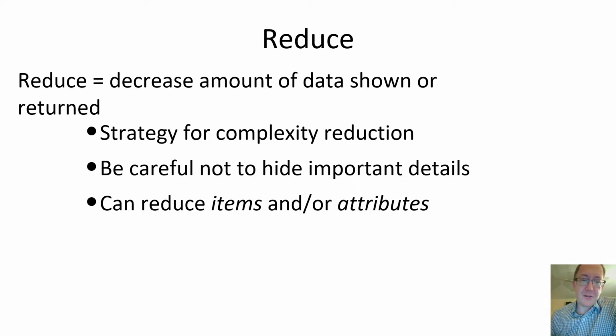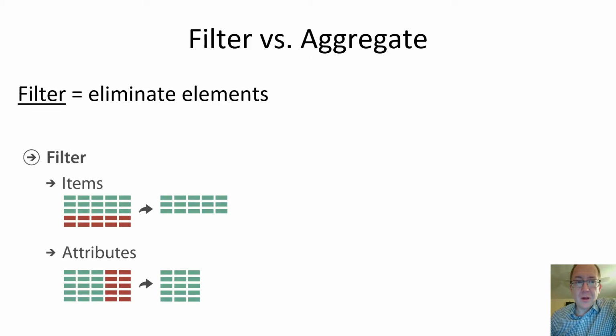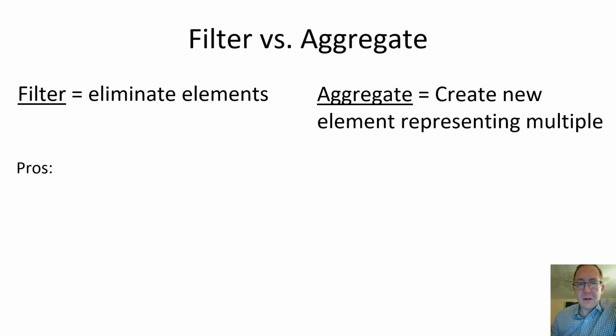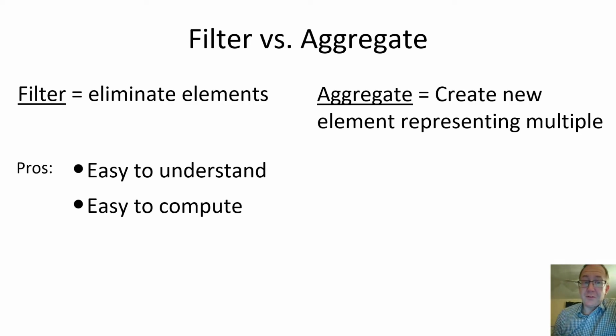But we can also reduce items or attributes or both, depending on how we want to do things. So here would be filtering, right? I eliminate items. Aggregation, I create new items, and then I either show those new items in addition, but most of the time I remove the old items and put in just the newly created items. Filtering is fairly easy to understand. I just remove stuff. It's really easy to compute.